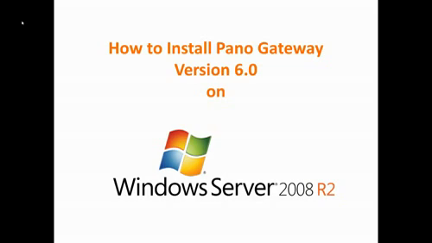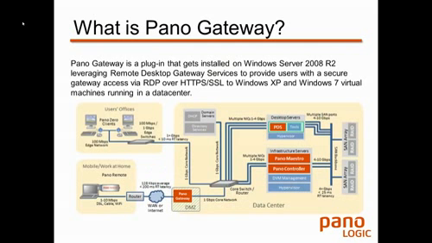In this video, we will be taking a look at a basic installation of Pano Gateway version 6.0 on Windows Server 2008 R2. Pano Gateway is a plugin that gets installed on Windows Server 2008 R2, leveraging Remote Desktop Gateway services to provide users with secure gateway access via RDP over HTTPS/SSL to Windows XP and Windows 7 virtual machines running in a data center.